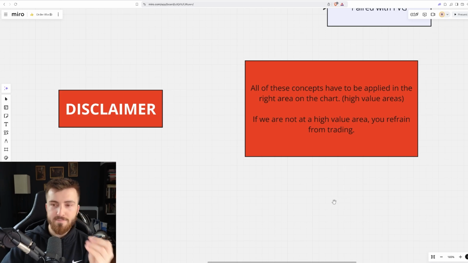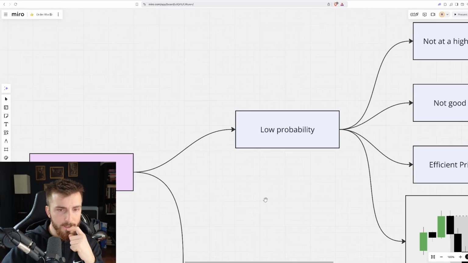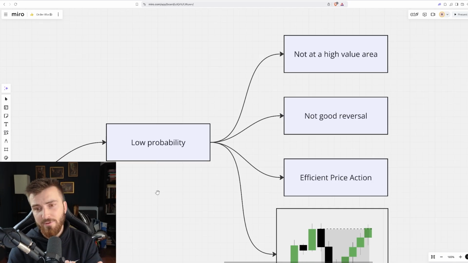All of these concepts have to be applied in the right area on the chart, high value areas, which is what we are going to talk about very, very soon. If we are not at a high value area, you don't trade, right? You do not trade if we are not at a high value area. So the low probability order blocks are going to be not at high value areas. It's not going to be a good reversal because it's going to be efficient price action.